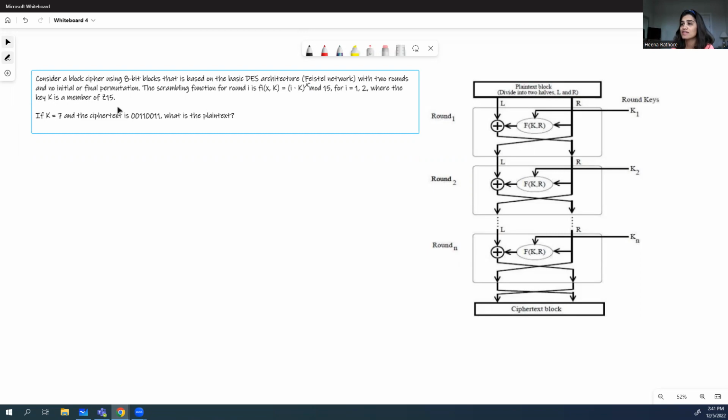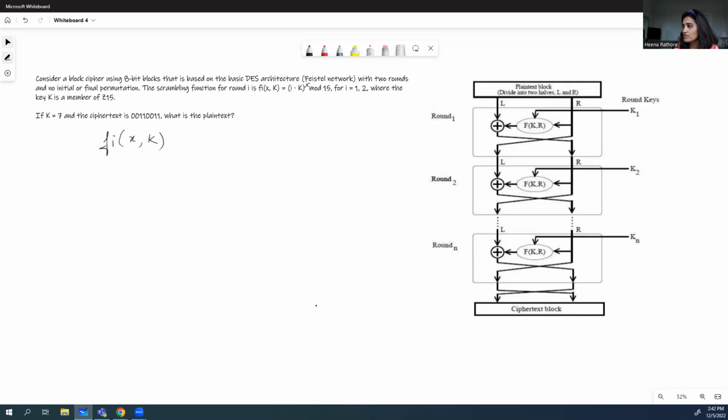Here the key value is 7 and the ciphertext which is given is 00110011. So if a question like this is given to us, first of all, we have to compute what this f_i would be. So f_i is a combination of some bits and k.